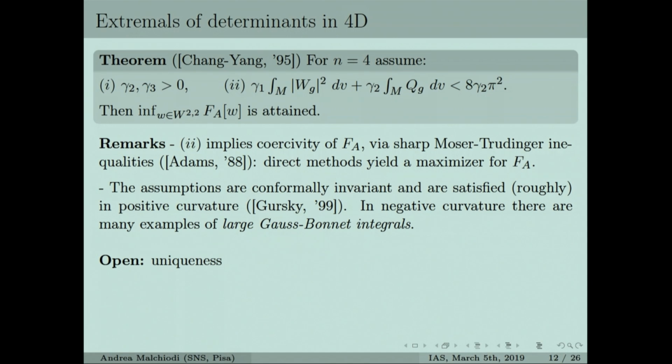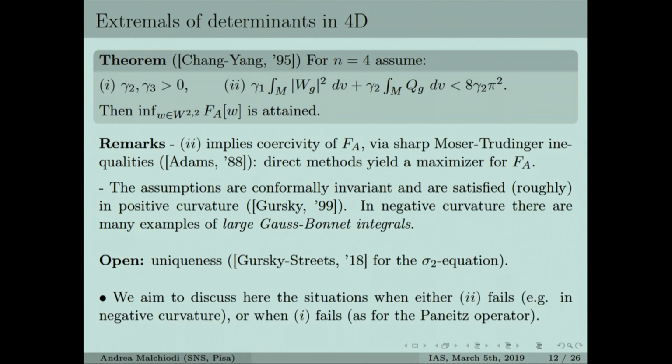Okay, and it's actually open whether you possibly have uniqueness of these extremal metrics. There are some related results by Gursky and Streets, very recent, for the sigma 2 equation, which is in a sense similar to the Q curvature equation, but not quite the same. Somehow it's a little more rigid. And in this talk, I would like to discuss cases when either the second assumption fails, or when also the first assumption fails. And as I anticipated, the failure of this condition is actually much harder.